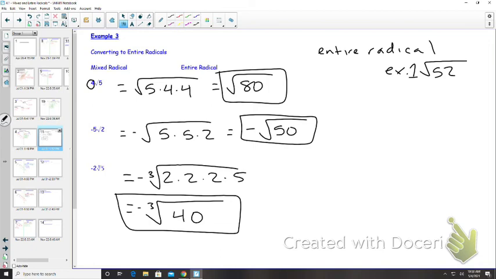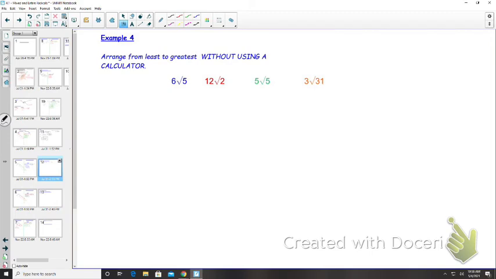Okay, I have a good challenge for you guys here. Arrange from least to greatest without using a calculator. If you guys get this right, I will give you candy. Alright, so it's kind of hard to tell in this form which number is the greatest, right? So when you have a mixed radical and you're asked to rank them, just put it into an entire radical, okay?